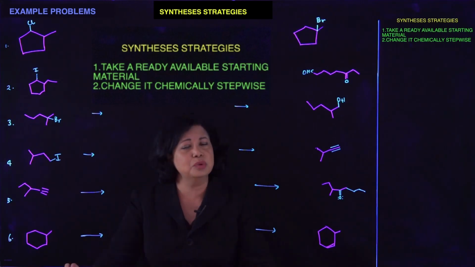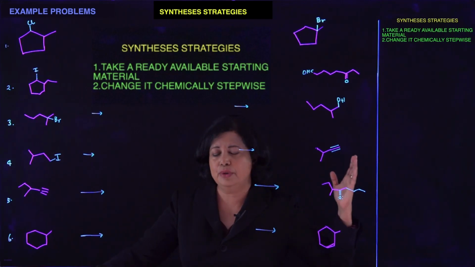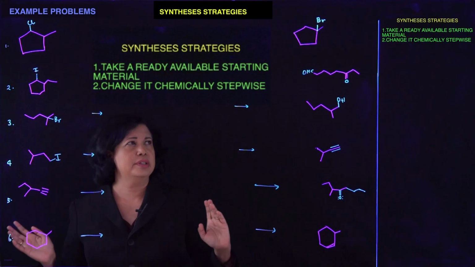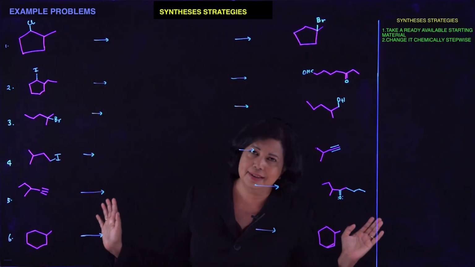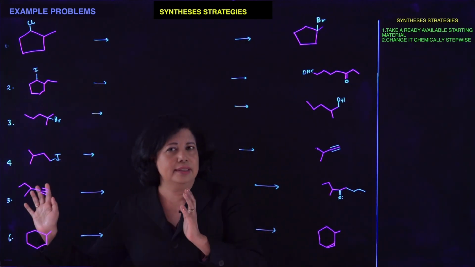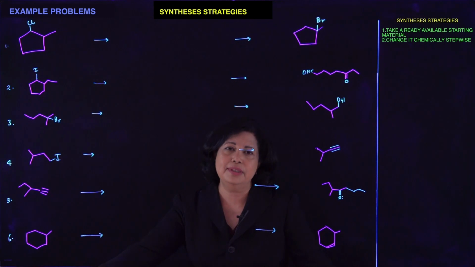Okay, let's look at some rules. I mean, these are not really rules. These are more like strategies, synthesis strategies. How do you approach it? Because if you stare at this long enough, this is not going to pop into your brain. It's not. You've got to stare at this and try to see how you can get there. That's more like it. So what's the first thing to do?